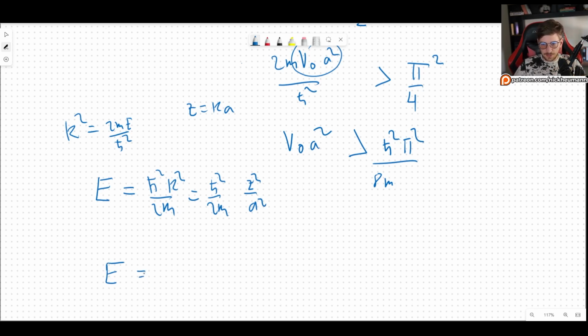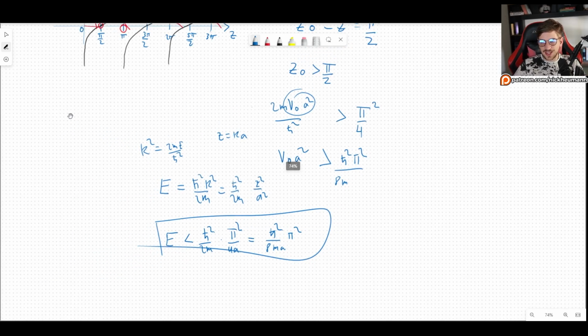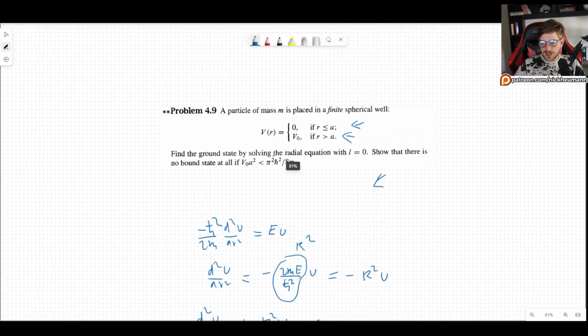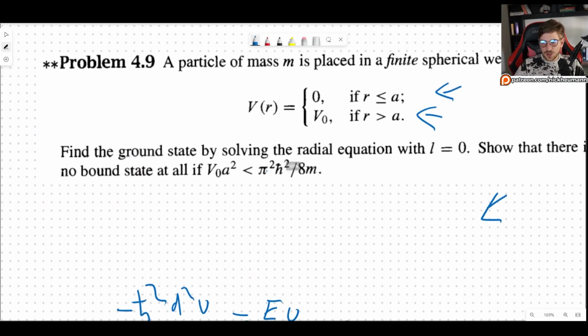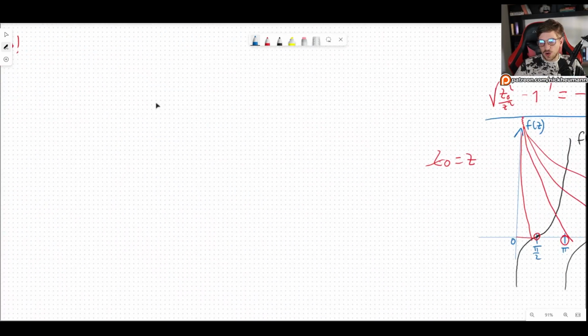Well, that means, of course, the smallest possible energy will come from the smallest possible z, which is pi over 2. So we saw that is the smallest possible solution, so pi squared over 4a squared, which means that the smallest value for energy is h bar squared pi squared over 8ma squared. All right, so that is the smallest value for the energy, and we can see that the condition that we found is exactly what we were asked.